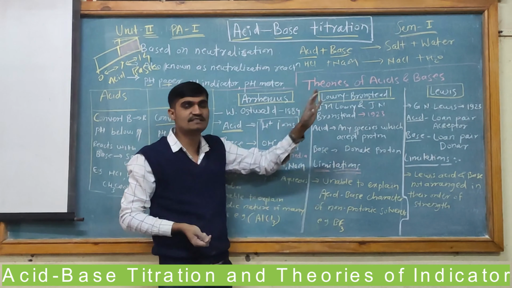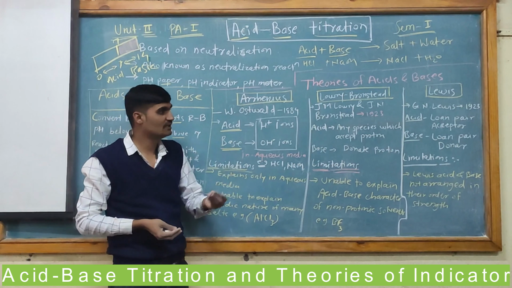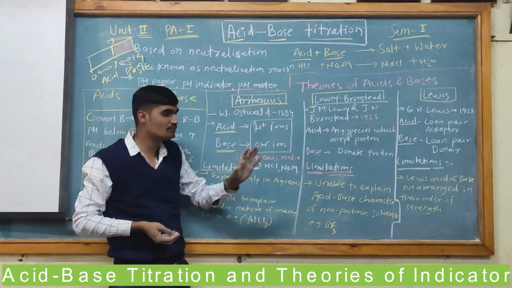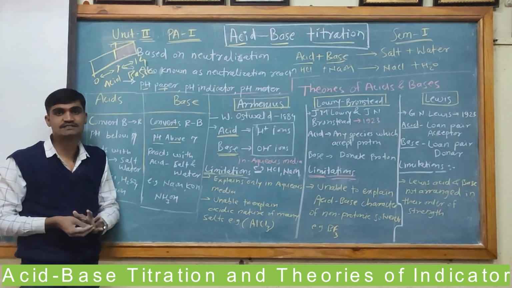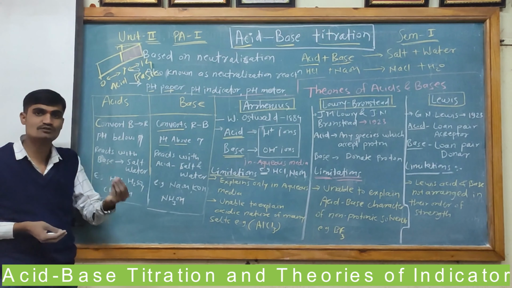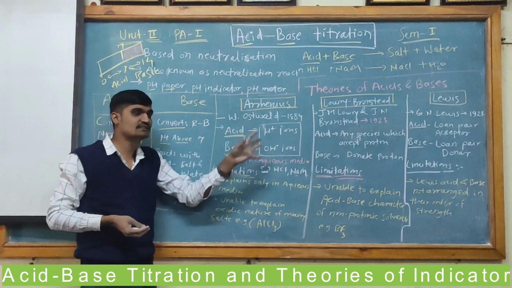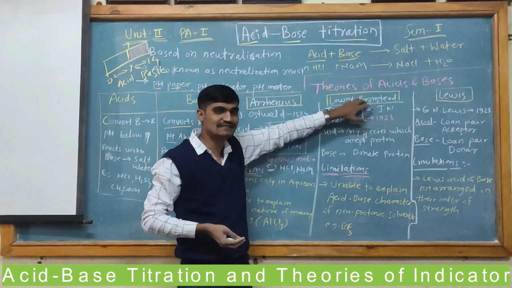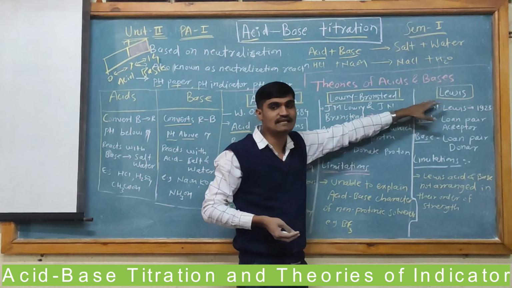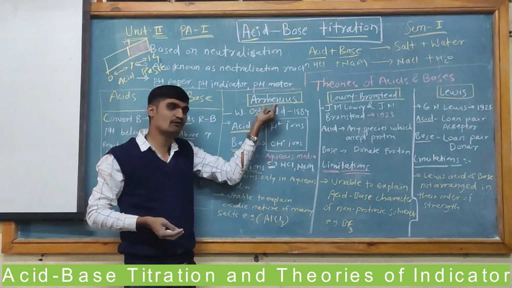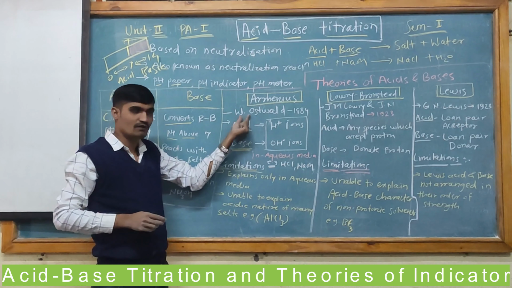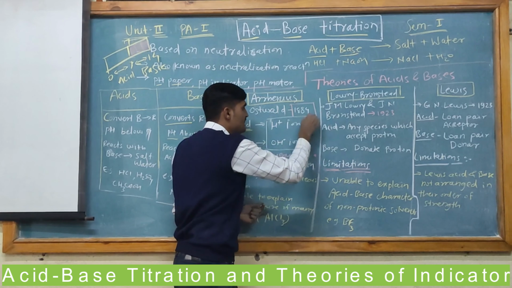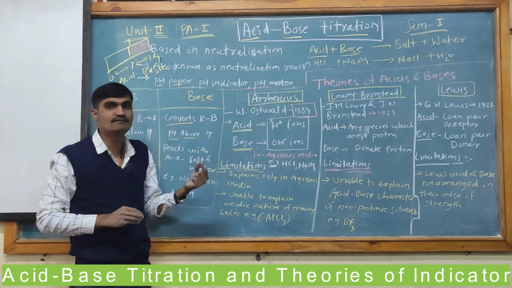Then there are three theories which explain the concept of acid and base. Before that, we could not differentiate the solution of acid from the solution of base. The first is the Arrhenius theory, the second is the Lowry-Bronsted theory, and the third is the Lewis theory. The first theory was developed by the scientist Arrhenius in 1884. Before 1884 there was no concept about acid and base.